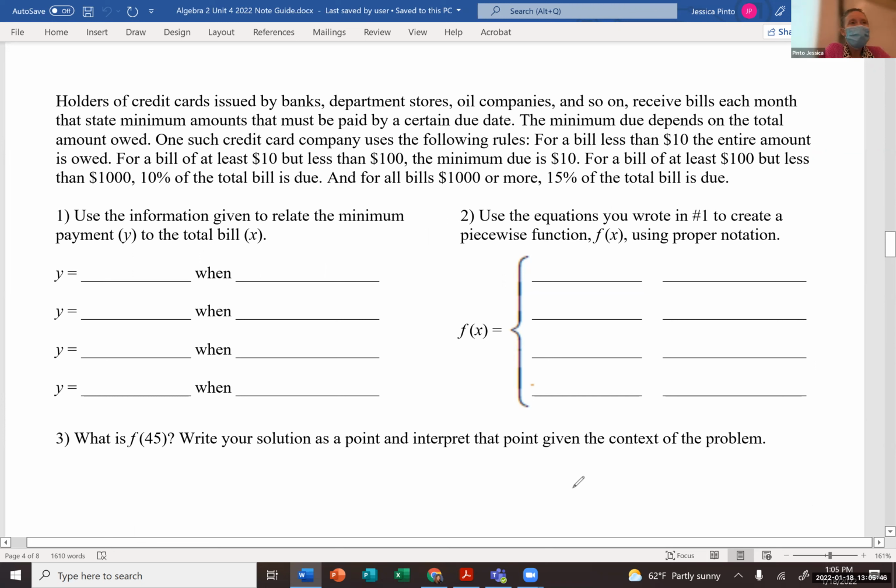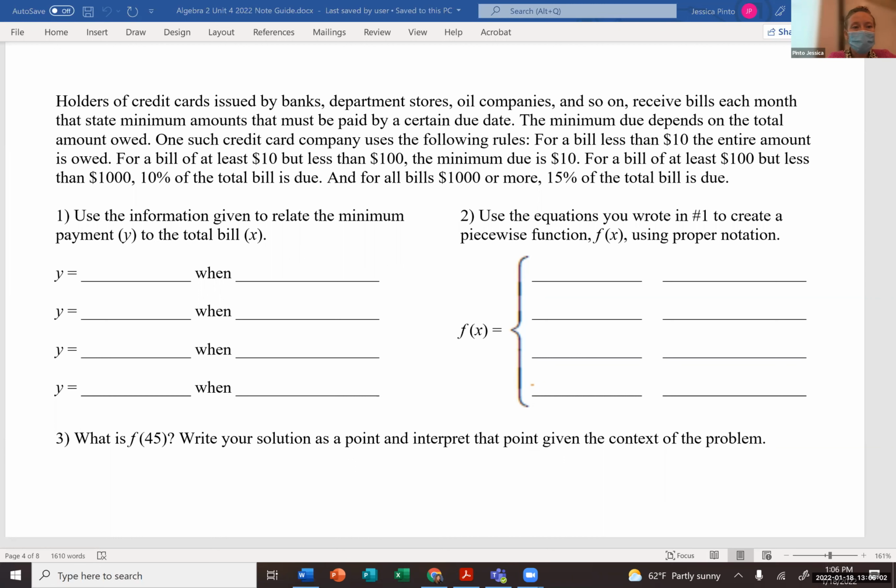So this is like a big looking word problem. I see lots of words. So I want to make sure that I read it and I don't miss anything that matters. So it says holders of credit cards issued by banks, department stores, oil companies, and so on receive bills. Nope, they issue bills. What? Holders of credit cards. Okay, so that's like somebody who has a credit card. I see. So you're going to get a bill that says your minimum amount that must be paid by a certain due date. The minimum due depends on the total amount owed.